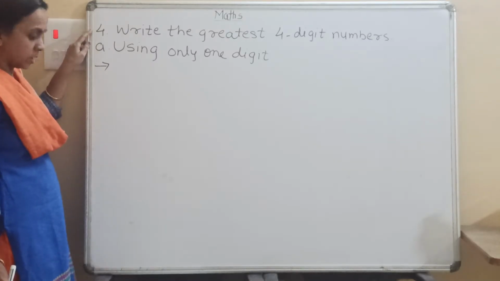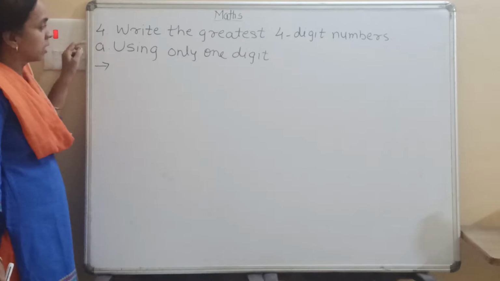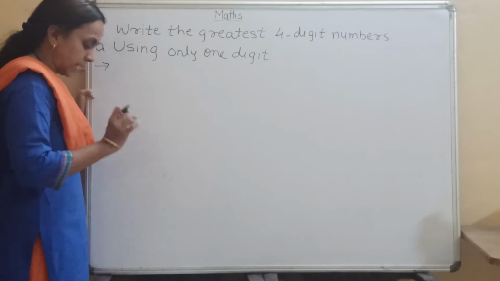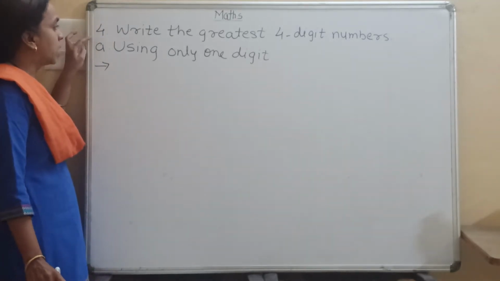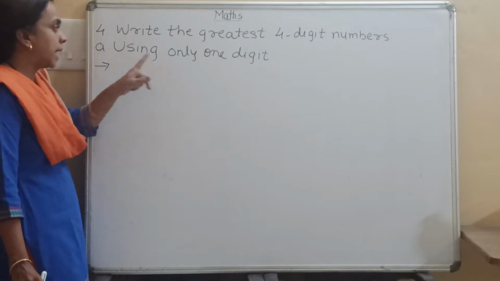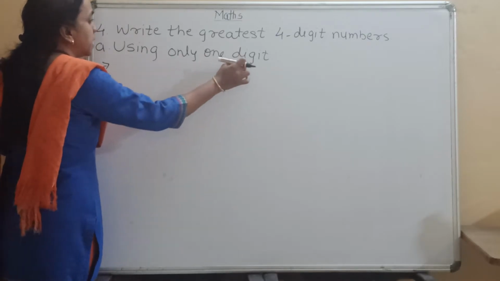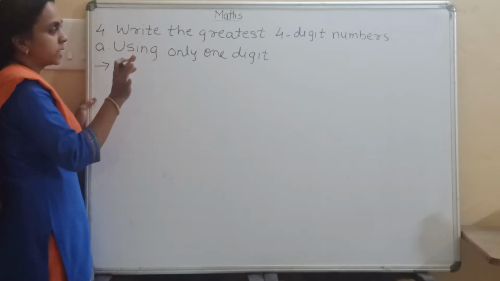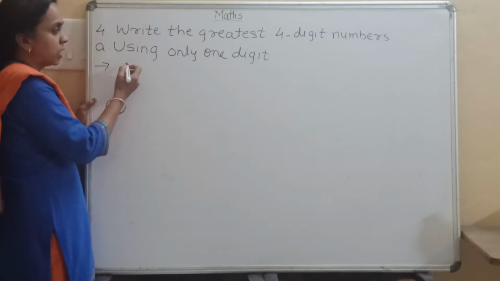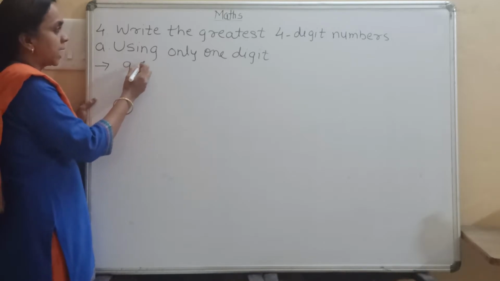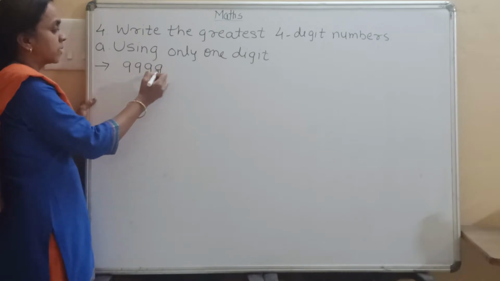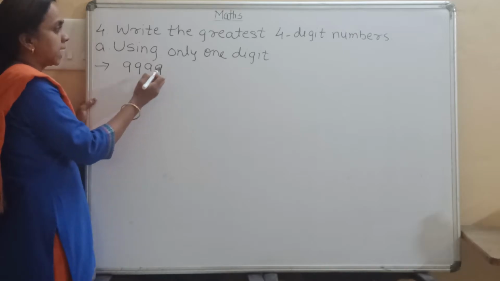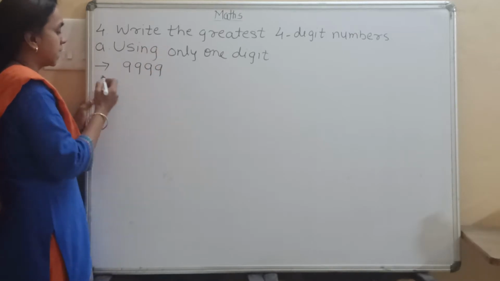Now see the fourth question. This fourth, fifth and sixth question you have to complete in your notebook. So write down in your notebook exercise 2.10 question number 4. Write down this question and write down A. What is A? Using only one digit, we have to prepare the greatest 4-digit number. So the greatest one digit is what? 9. If we write 9 four times, what we can see? 9999. That is the greatest 4-digit number.